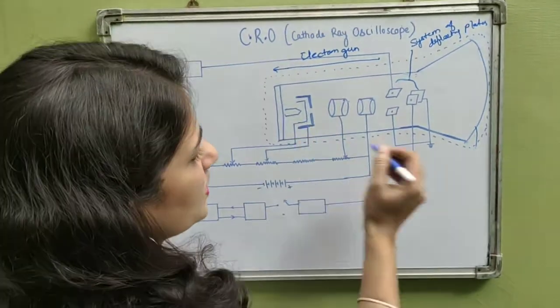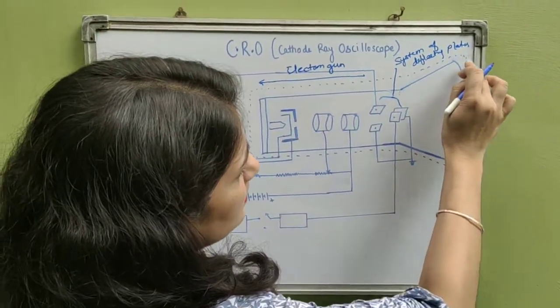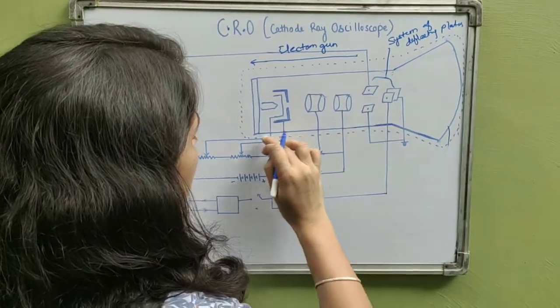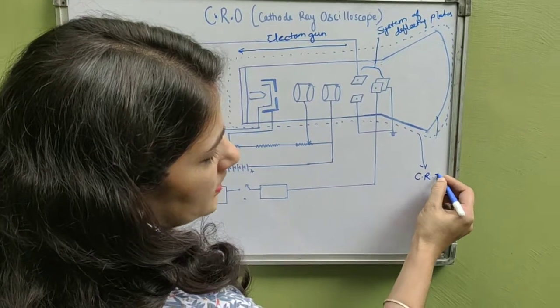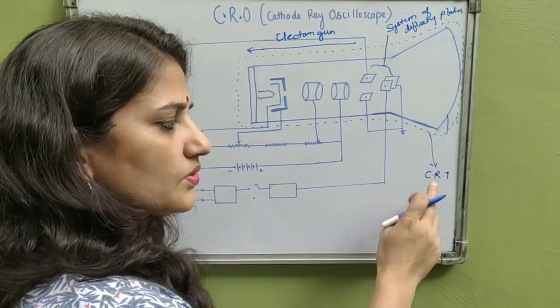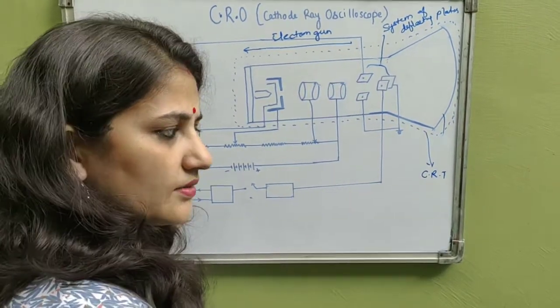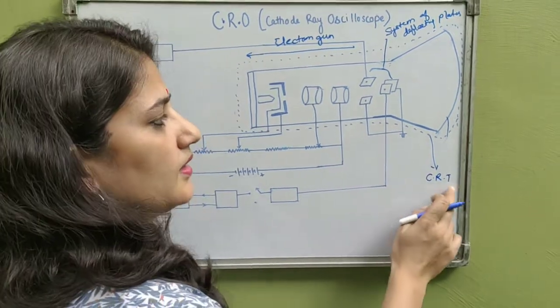This is the dotted part, you can see the dots here. This is the full CRT, or the cathode ray tube. Why do we call this a CRT? Because it produces the beam of electrons, or the beam of cathode rays. That's why we call it a CRT.